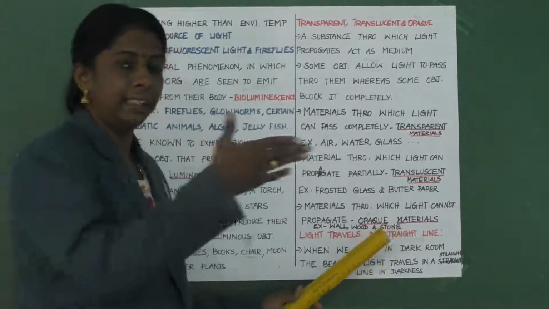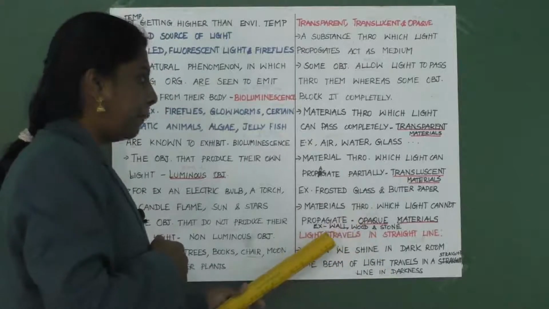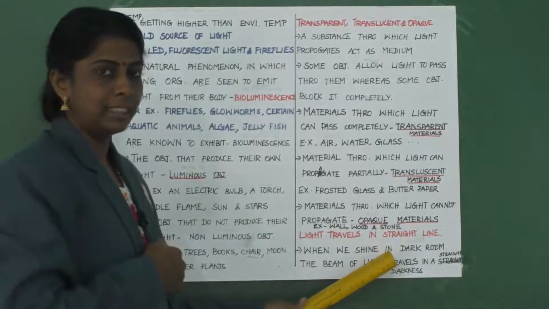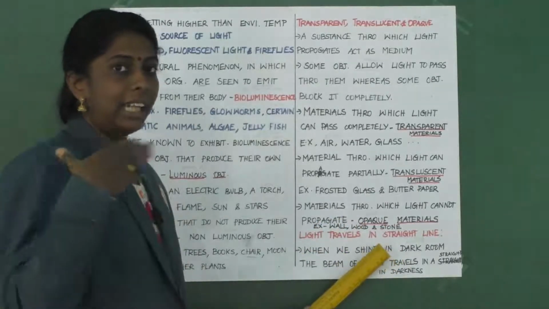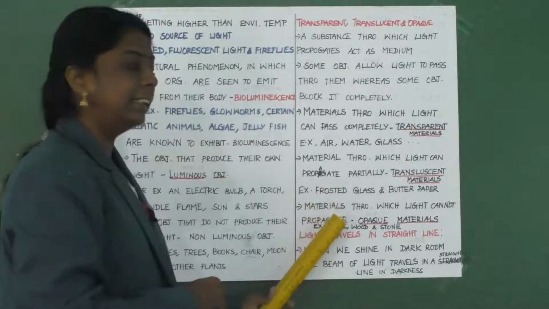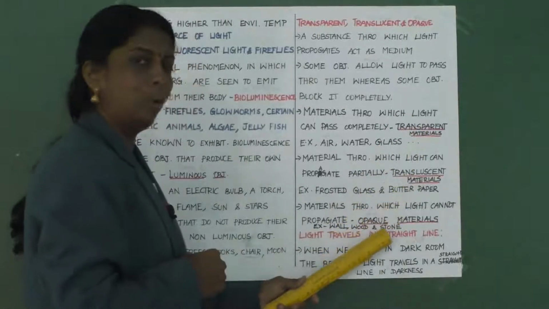Where light cannot enter through the medium is said to be opaque. So for example, wall, wood and stone. What is that? Wall, wood and stone, where light cannot enter. Clear? So as of now we have learned three different things: transparent, translucent and opaque.